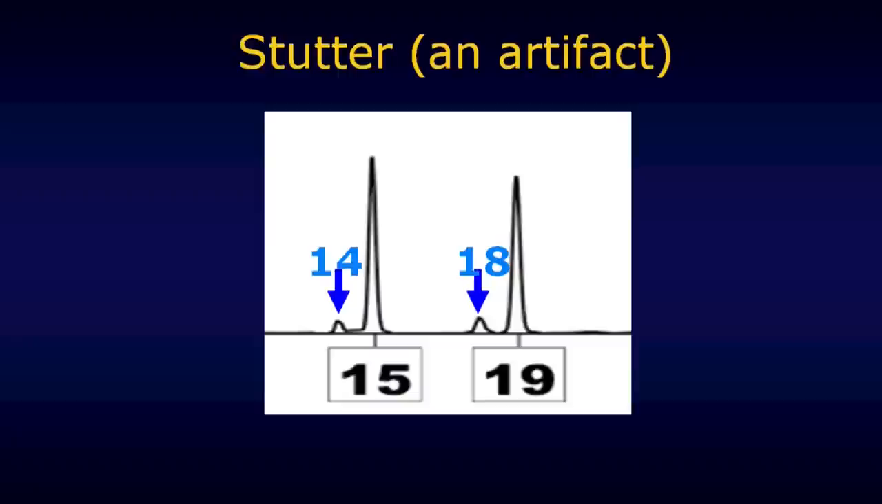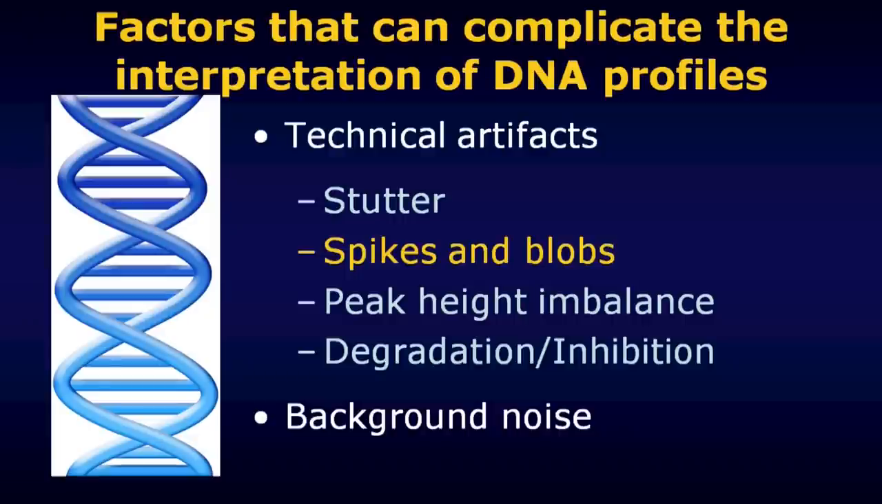So there's our first technical artifact, stutter. Right? Very commonly encountered. In fact, it's unusual to find a peak on an electropherogram that doesn't have a stutter peak associated with it. Right. Let's move on. Talk about another technical artifact.